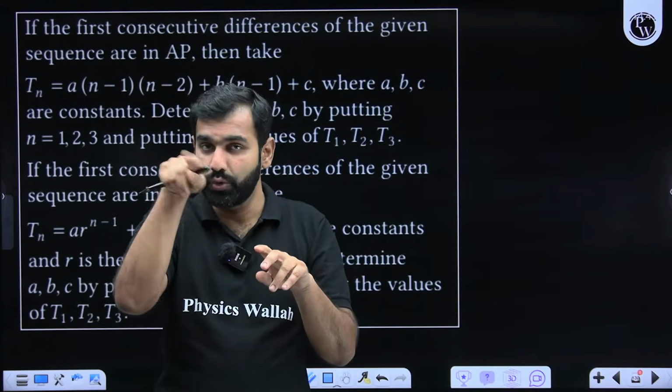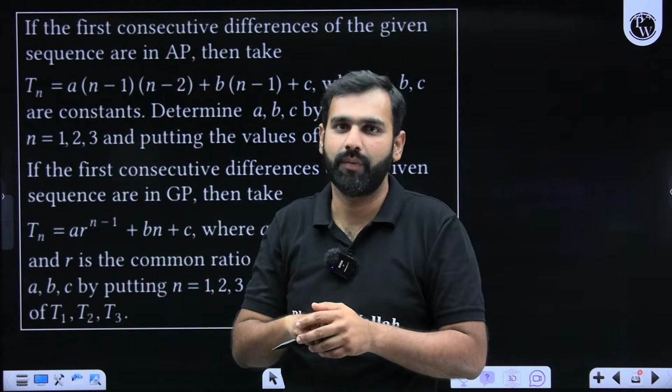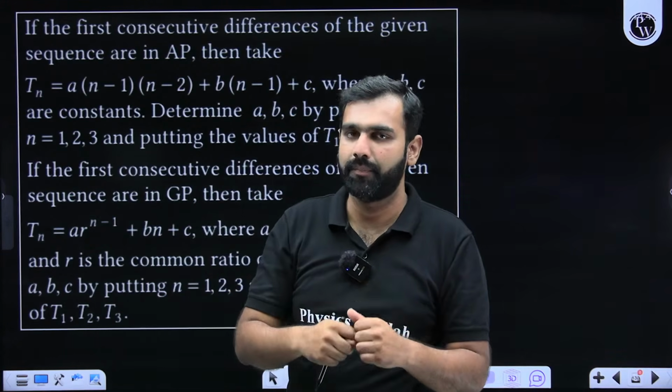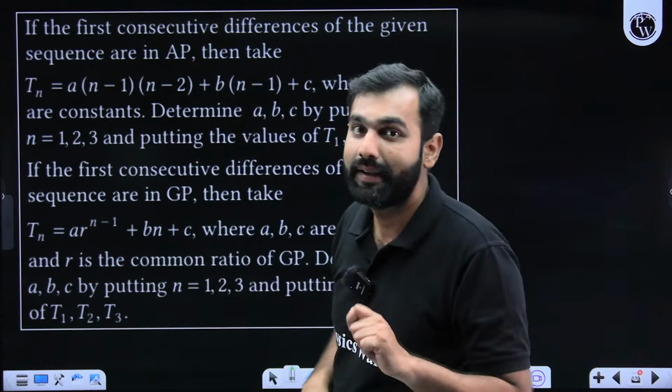But when you look at those terms, the difference in those terms is forming either an AP or GP. So you use the method of differences. But what if I tell you that, instead of using the method of differences, there is a short technique? What is that? Please understand this.